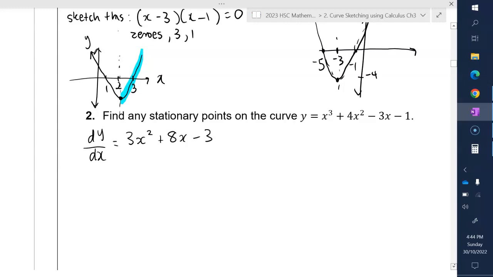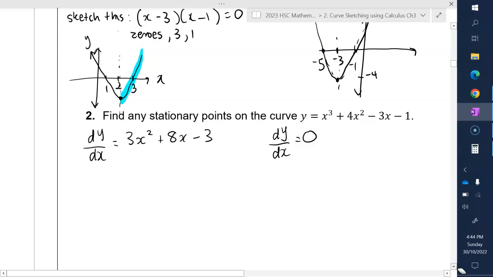Stationary points are happening when dy dx is equal to 0. You can just remember that, but I want you to understand why we're doing that. It's when the tangent to our curve has a gradient of 0, so the curve is flat. Not that our curve is flat, but the gradient of the tangent at that point on the curve is flat. And that's what we want to be looking at.